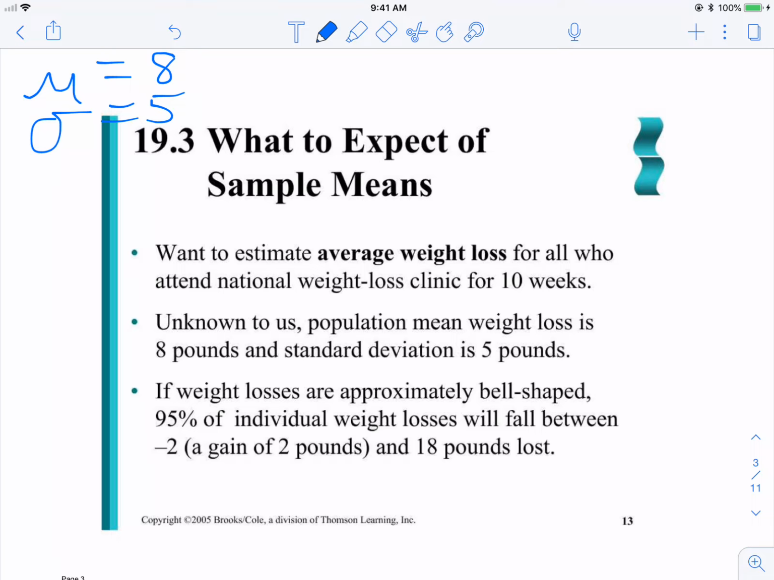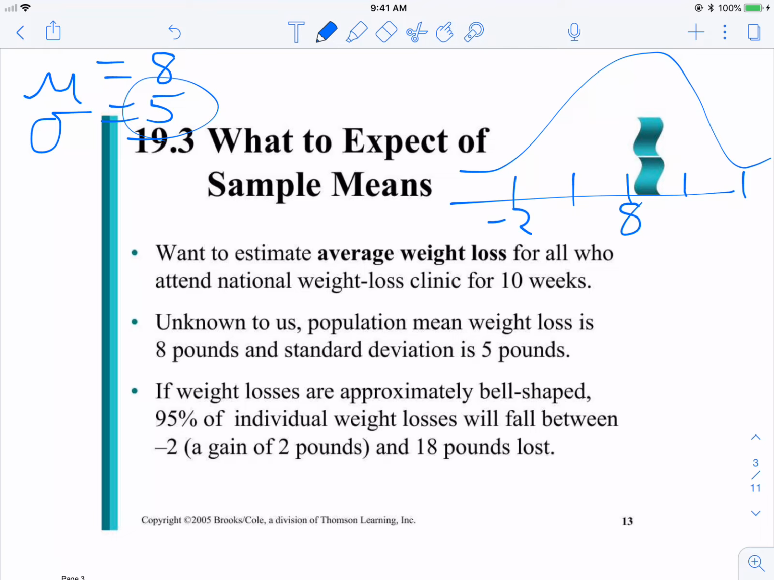Okay, so again, you could visualize this with the normal curve. Our mean goes right there at the center with 8, and we have a step size standard deviation of 5. So 2 steps to the left would take us down to -2. So again, a weight loss of -2 pounds would be a weight gain of 2 pounds. And then 2 standard deviations to the right, so +5, +5, we're at 18 pounds of weight lost. 95% of the individuals would be between those two values.